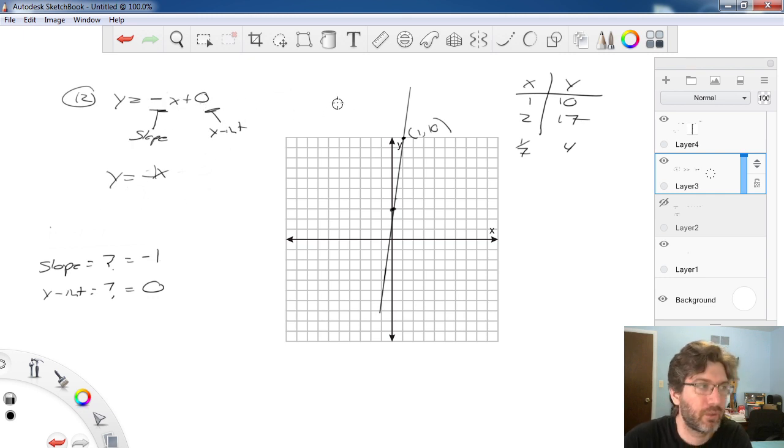So it is the same thing. And again, you can go ahead and graph that, right? Y equals negative x. You should note that slope is negative here.